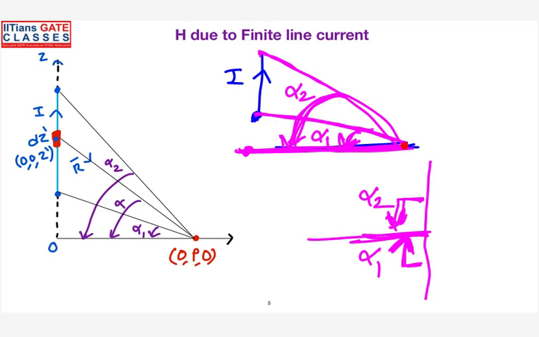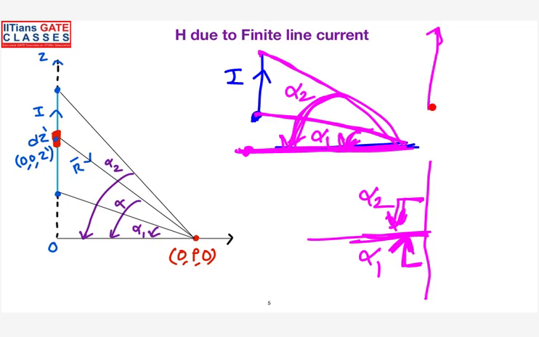So every concept clear? Suppose that line is semi-infinite, then do we have to consider one of the angles, or both angles? No, if it is semi-infinite, one angle will be either plus 90 or minus 90. Correct? Isn't it?